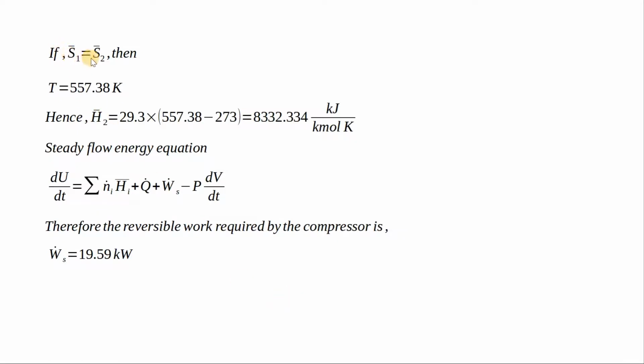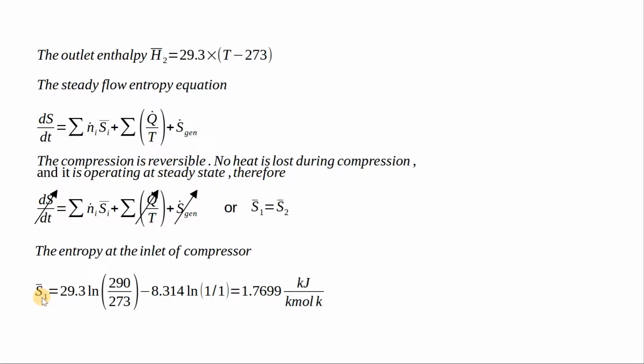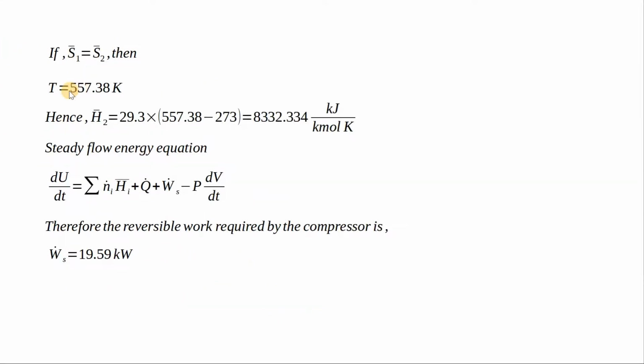Since the entropy in is equal to entropy out, it is a reversible process. We just write the formula for S2, which would be 29.3 into ln of T divided by 273 minus 8.314 ln 10 by 1, and equate it to the value of S1, that is 1.7699. From that, we will get the temperature as 557.38 Kelvin. Therefore, the outlet enthalpy is going to be 8332.334 kilojoule per kmol.